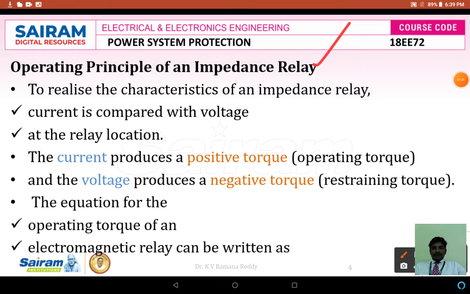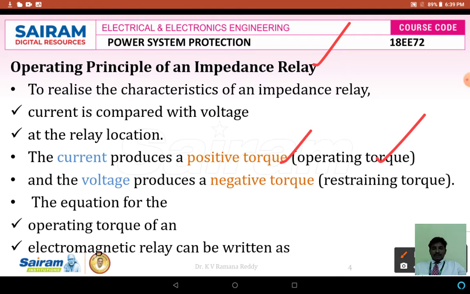The impedance relay operation depends upon the current being compared with the voltage at the relay location. Therefore, the actuating quantities are fault current and fault voltage. The fault current produces a torque which is called positive torque, also called operating torque, which is used to trip the circuit breaker contacts to isolate the faulty section of the system from the healthy section of the system.